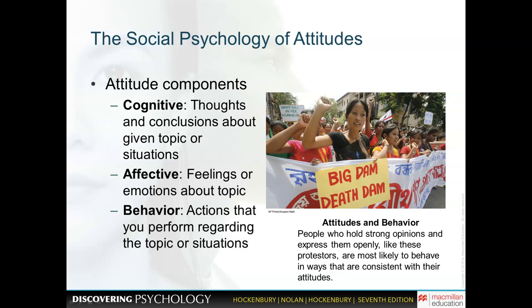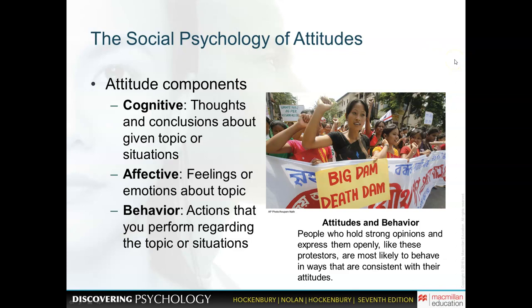Okay, so we're going to talk a little bit about the social psychology of attitudes. Before we proceed on, analyzing this slide here, we just want to keep in mind that the term attitude is a learned tendency to evaluate objects, people, or issues in a particular way. Okay? So that is one's attitude. They tend to evaluate people or issues in a particular way, or even objects.